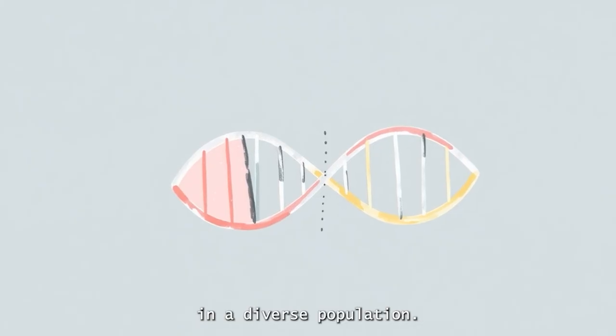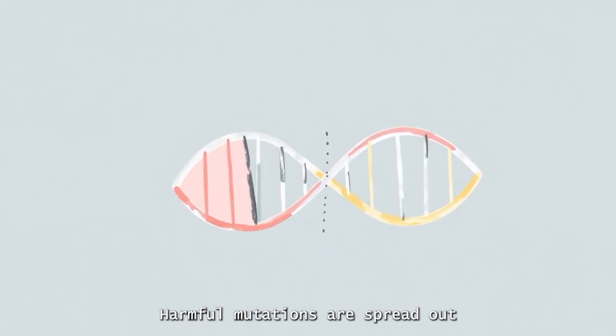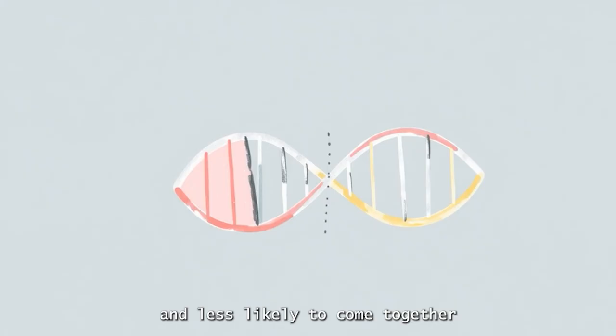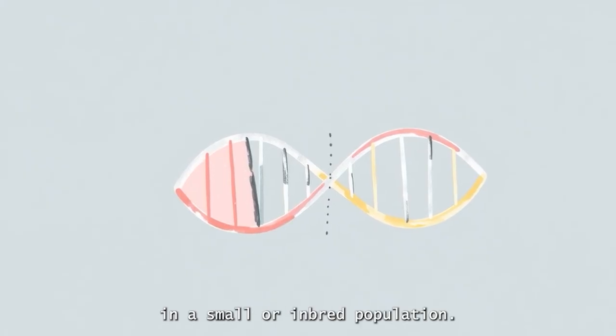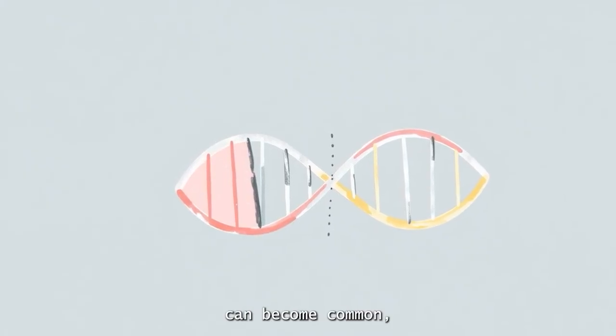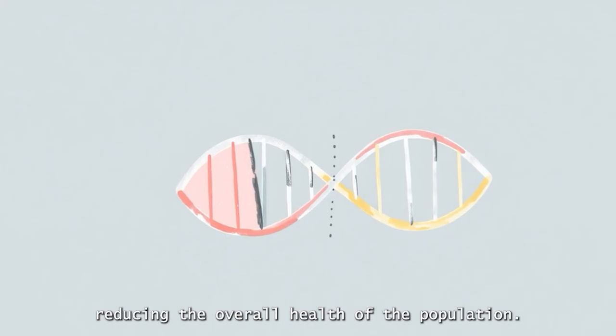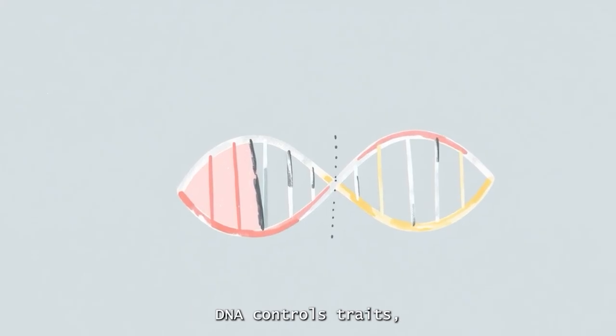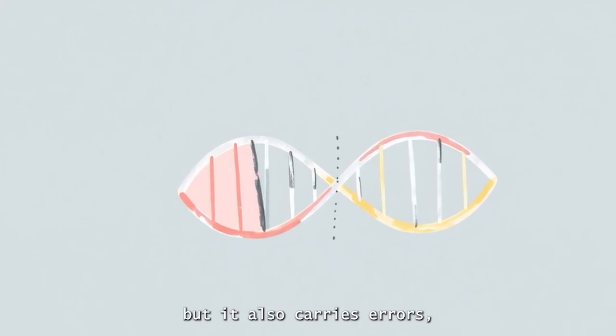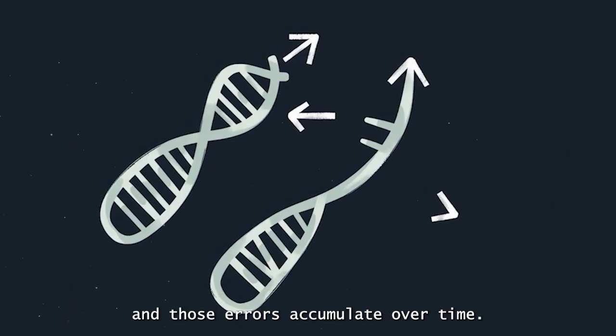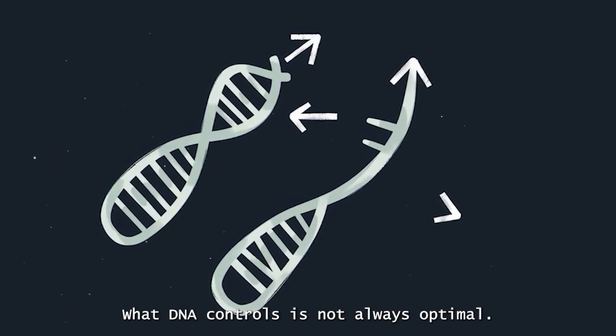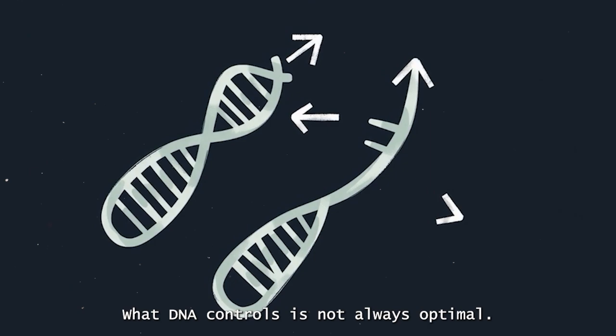In a diverse population, harmful mutations are spread out and less likely to come together. In a small or inbred population, harmful mutations can become common, reducing the overall health of the population. DNA controls traits, but it also carries errors, and those errors accumulate over time. What DNA controls is not always optimal.